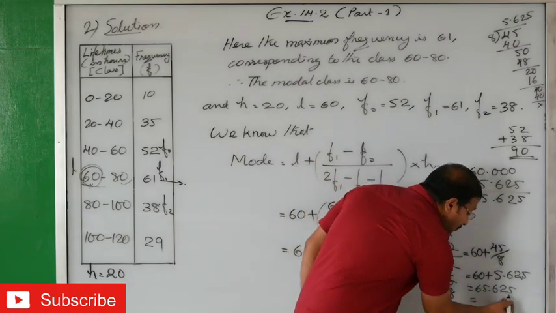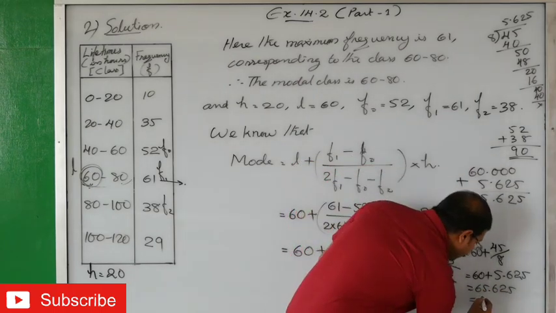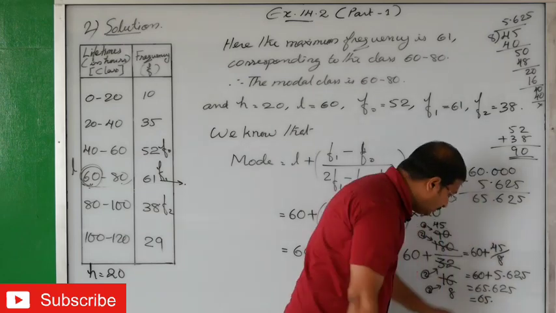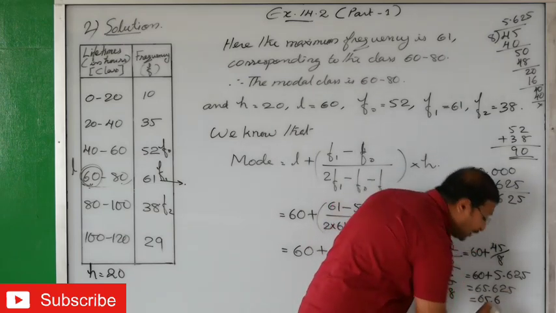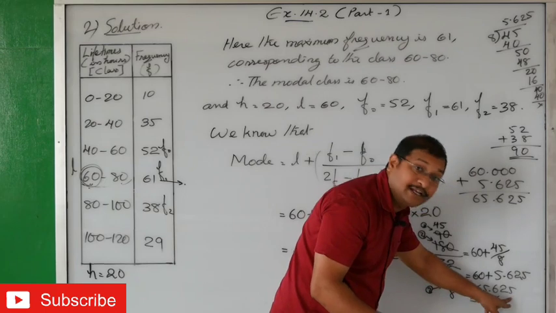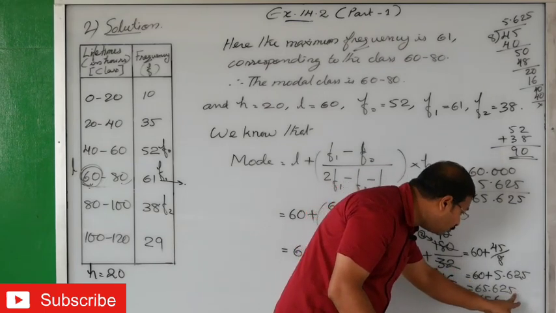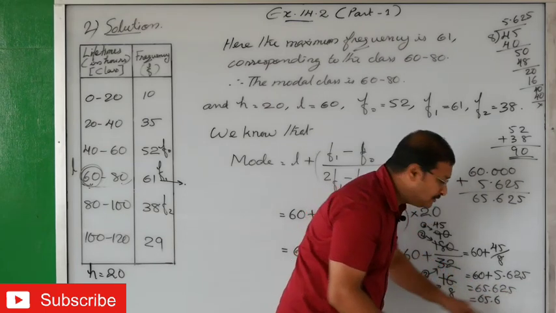Otherwise, you can correct it one more. 65.6 in place of 2, what can you write? 3, because the last number is 5. So if you want, you can remove the 5 and write 3 here.